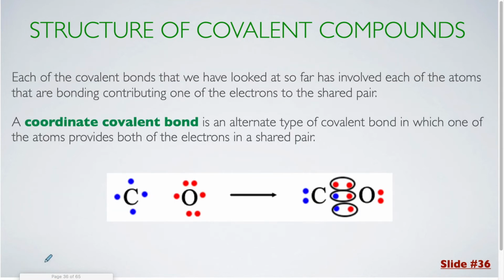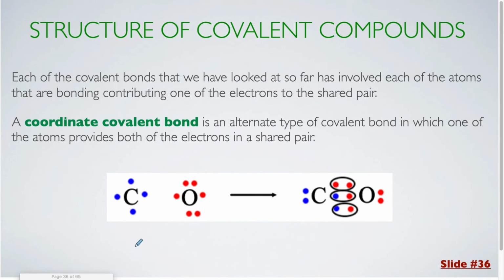Each of the covalent bonds that we have looked at so far have involved each of the atoms that are bonding contributing one of the electrons to the shared pair. A coordinate covalent bond is an alternate type of covalent bond, in which one of the atoms provides both of the electrons in the shared pair. In order to see this, we're going to be looking at carbon monoxide, which is CO.